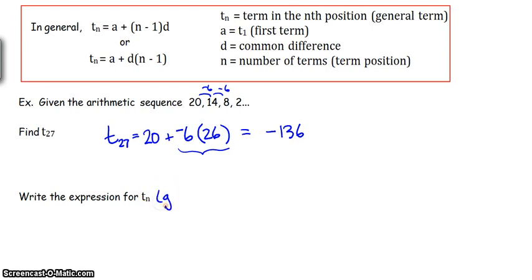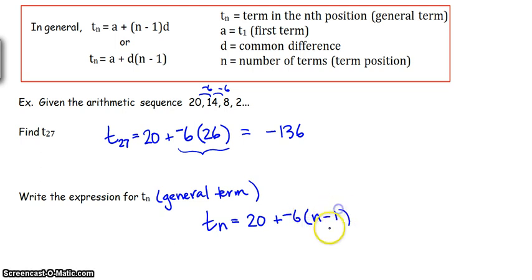Write an expression for T of n. We call this the general term. We talked about that before. It is going to be an expression for calculating a term in the sequence for this particular sequence. Because with this particular sequence, T of n will always have a being 20, it doesn't matter what term I find, and it will always have my common difference being -6. For whatever n I'm using, I just don't know n at this point.